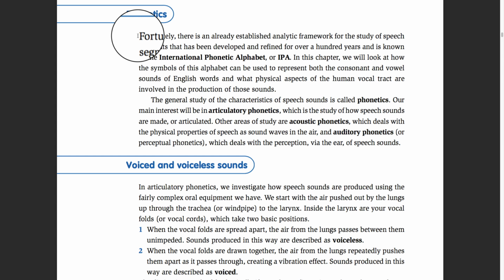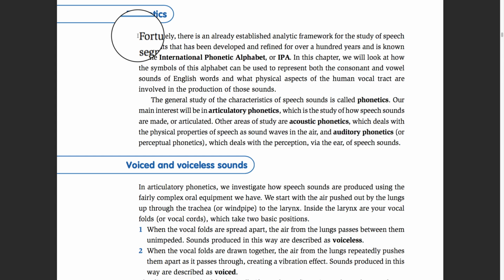Our main interest will be articulatory phonetics, which is the study of how speech sounds are made. So articulatory phonetics is the study of how speech sounds are made or articulated.